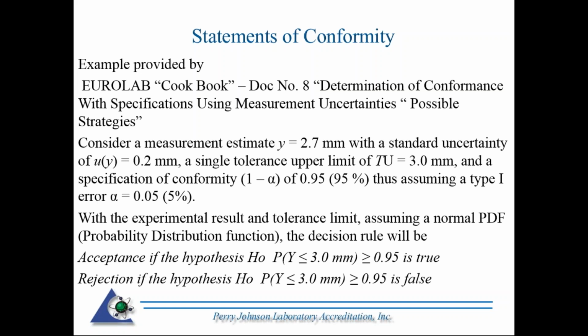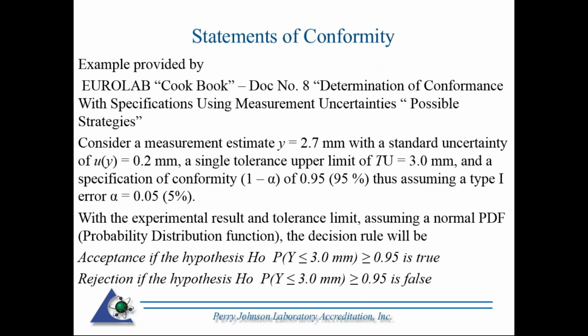So we're going to look at an example based on the hypothesis series that we just went over. Let's take, for example, your reading is at 2.7. You have a standard uncertainty of 0.2 with a single tolerance limit not to exceed 3 millimeters and a specification of conformity of 1 minus the type 1 error of 95%, thus assuming a type 1 error of 0.05. So basically, we're looking at the value being less than 3 millimeters, and if the probability of the value falling within is equal to or greater than 95%, it would be true. Conversely, if that statement is false, then you would reject the hypothesis.